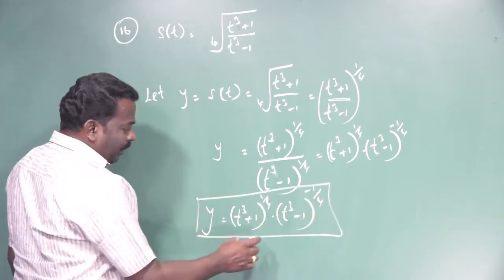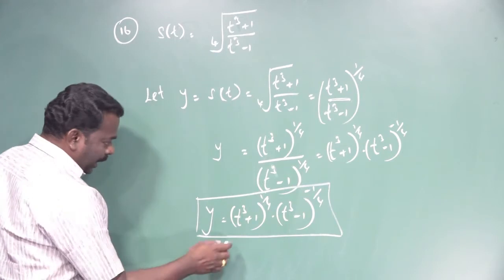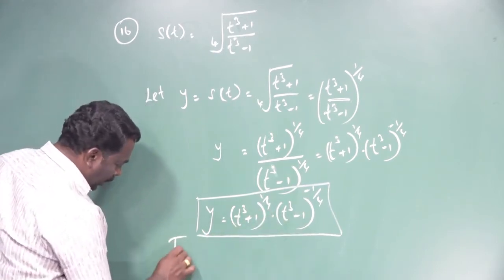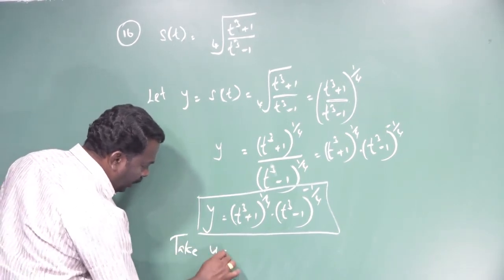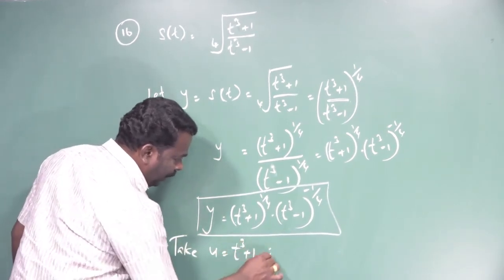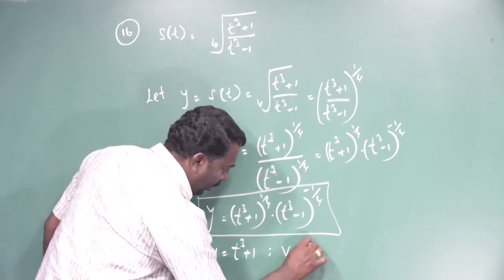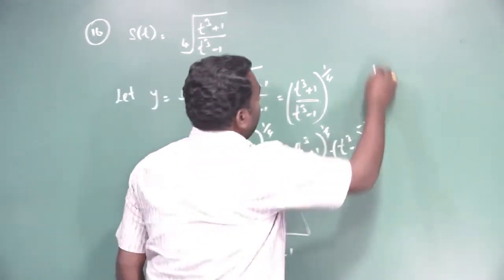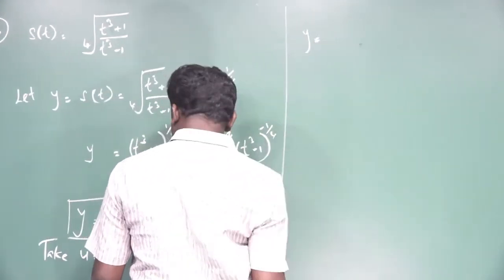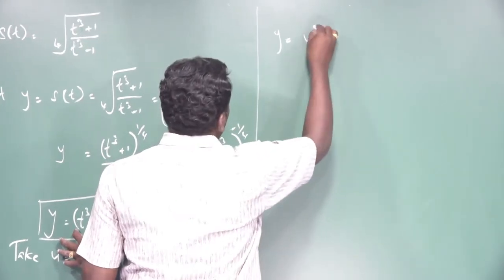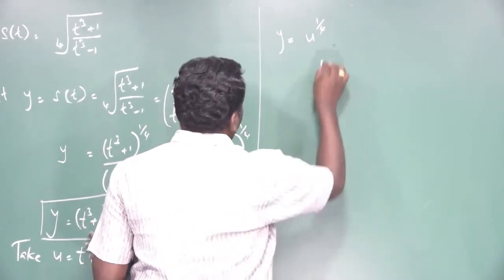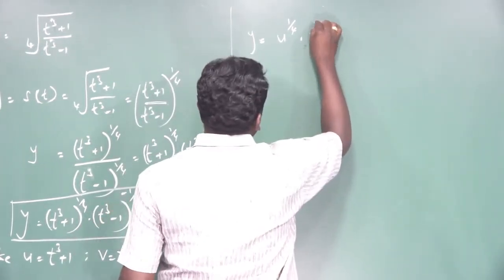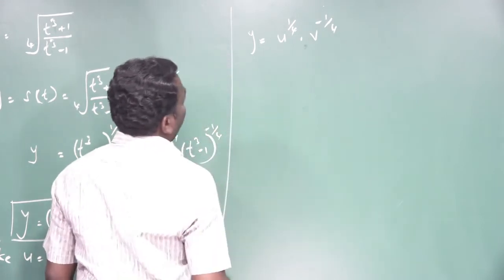We can apply the uv differentiation. First of all, within the brackets, one term is called u and the other is called v. Take u = t^3 + 1 and v = t^3 - 1. Now substitute u and v in the y function. Therefore y = u^(1/4) into v^(-1/4), and that is the y function.